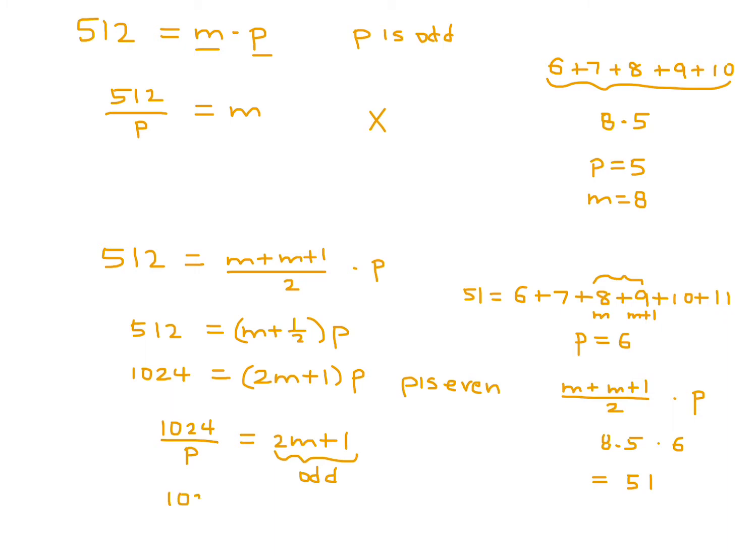Or another way of analyzing this is that 1024 divided by 2m plus 1 is equal to p. So 1024 divided by some odd number is equal to an even number. But neither of these scenarios works, because 1024 does not have any odd divisors. It only has even divisors. It's essentially just 2 to the power of 10. So there you go, in a very thorough way, we are able to show that 512 cannot possibly be written as a sum of consecutive numbers.